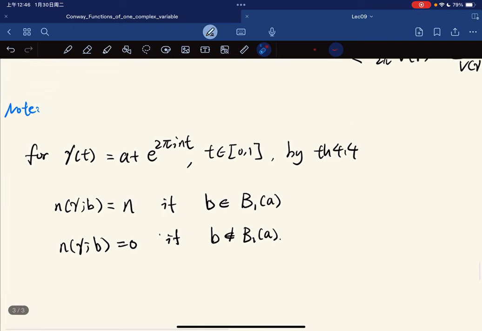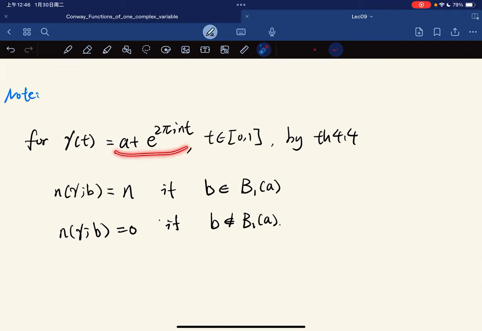Well, here's a note. Okay, so again, we're back to our classic example. By the theorem we've proven, the winding number of gamma at B is n if B is in the circle of radius 1. If you're in the circle, then the winding number is n because the winding number at A is equal to n, and if B is in the ball, they both belong to the same component, which is the ball itself. But outside the ball, your winding number is equal to 0. Right? So this really explains that if you have a point B here, and this is your curve, it winds around B zero times, right?